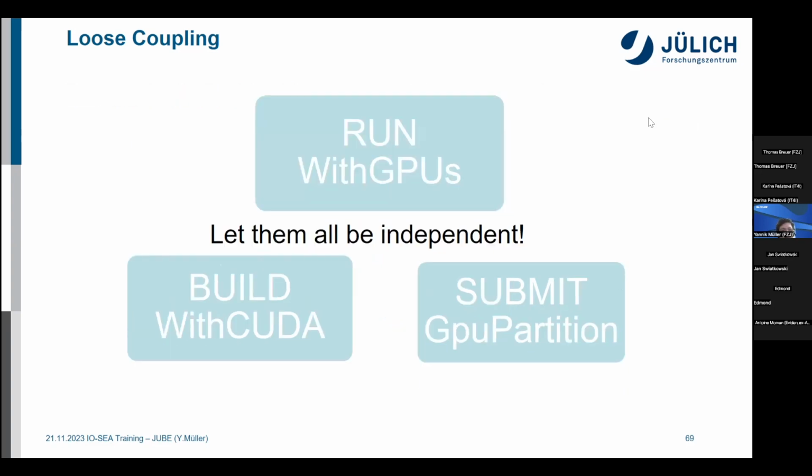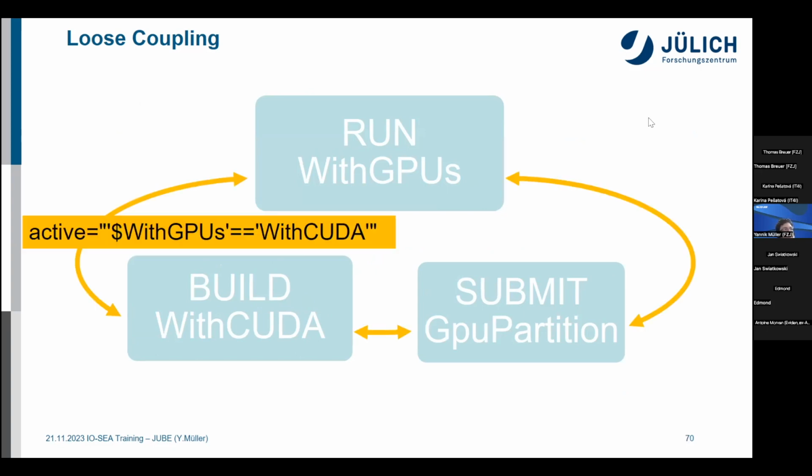The idea is that all of them are independent. All of them have their GPU or CUDA variable, and inside the set, they depend on these variables. But the value of the variable can be synced with the active clause. So you have something like with GPUs equals with CUDA, and then through this synchronization, it's clear that the build will do exactly what is expected if with GPUs is true, but it will depend only on with CUDA, so it has no direct dependency on with GPUs.